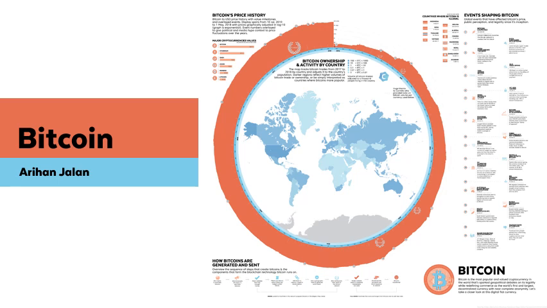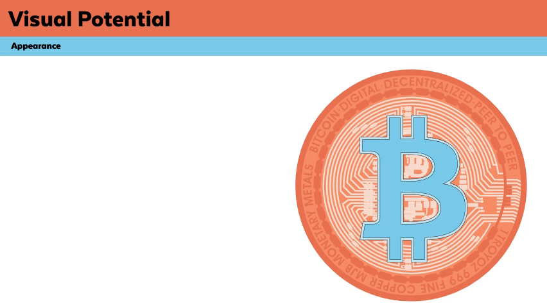My name is Aryan and my infographic is about Bitcoin. The visual potential of appearance communicates the topic of a display by using a recognizable graphic element or by using a viewer's prior understanding of a topic and visualizing it. I've used an iteration of the Bitcoin logo's B.